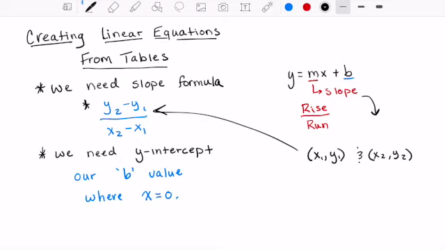Once I have my slope, I can then go and find the value of my b. I can find my y-intercept. On my table, that is where x equals 0. And sometimes it's not going to be there, like we'll see in the last example today. But for the first two examples, I want to work two that are pretty easy, they're very straightforward, and it's just us plugging into the slope formula and finding our y-intercept. So let's check them out.